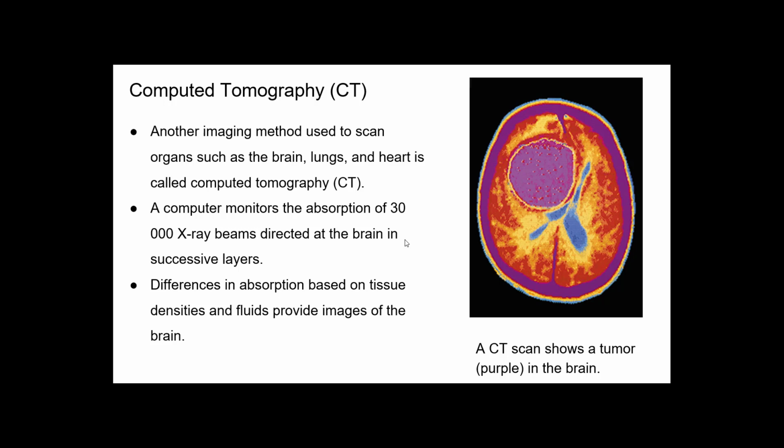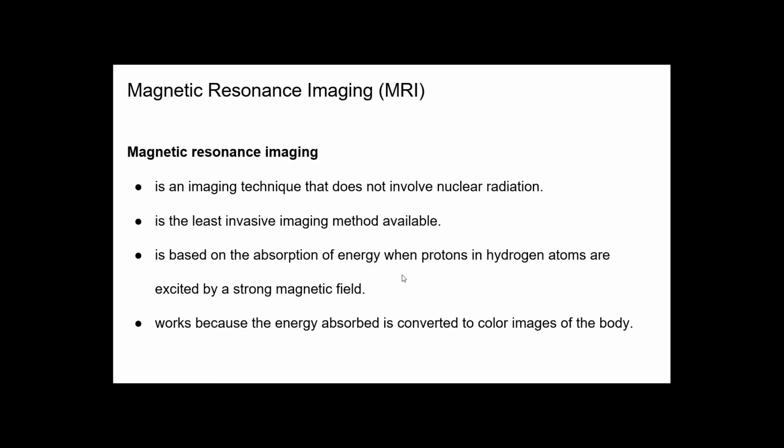I don't really know. Your book doesn't really go more into it, and me being a chemist, I really don't know more than what I'm giving you in the book. Differences in absorption based on tissue densities and fluids provide an image. So basically the densities allow more of a 3D image. What it sounds like is it can pick up the densities, and it's able to transfer that information into a CT scan. Is what I'm trying to say, and I'm starting to get tongue-tied.